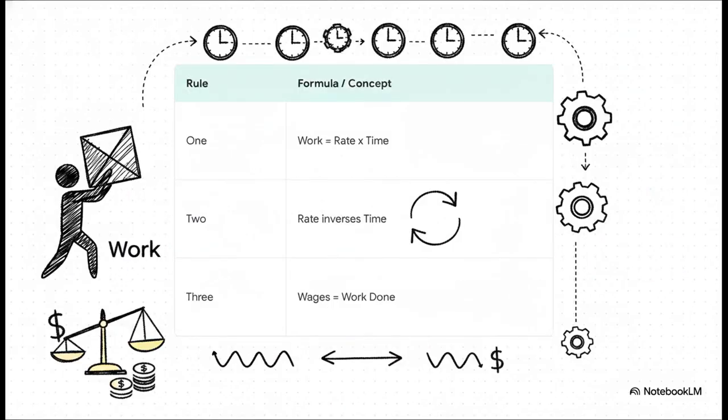Okay, take a mental screenshot of this because here is your definitive toolkit. 1. Work equals rate times time. 2. Rate is inversely proportional to time. And 3. Wages are always strictly proportional to the actual work done.